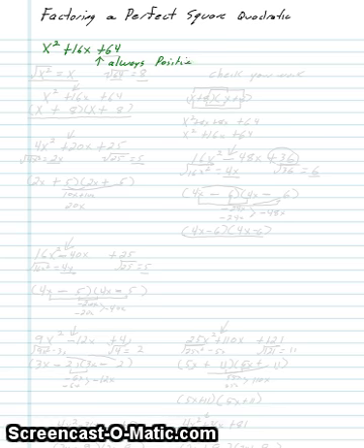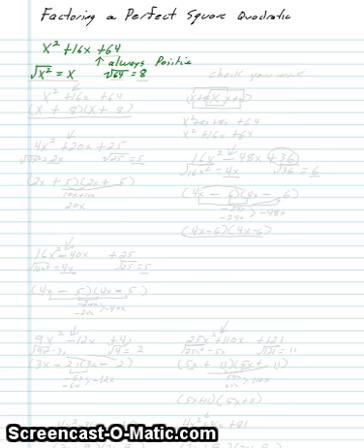The first term, if you take the square root of it, the square root of x squared is x. The last term, if you take the square root of it, it will be 8. So the first and the last terms are perfect squares.